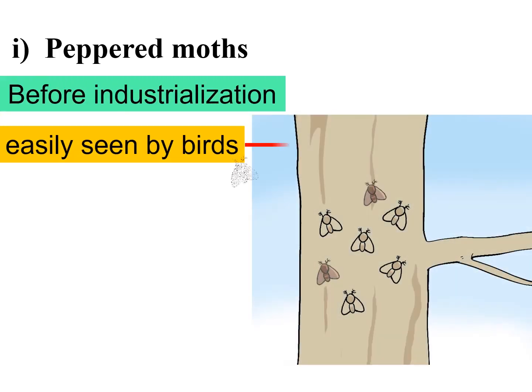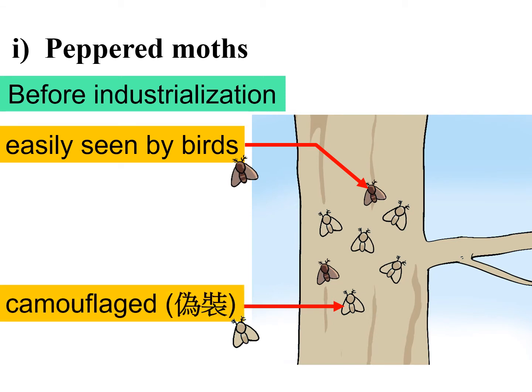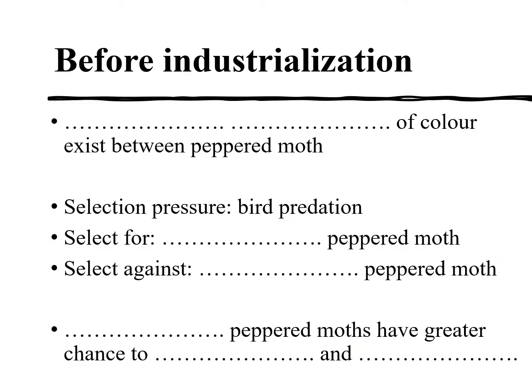Because the tree trunk is white, the black peppermorph is easily seen by the birds. However, the white peppermorph, they have the camouflage. 偽裝, or in Chinese, we call it 保護色. So it is hard for the bird to spot the white peppermorph. So in here, you should know that there are genetic variation existing between the peppermorph, and now there is selection pressure occurring in the natural environment. That is the bird. The bird will try to feed on the morph.